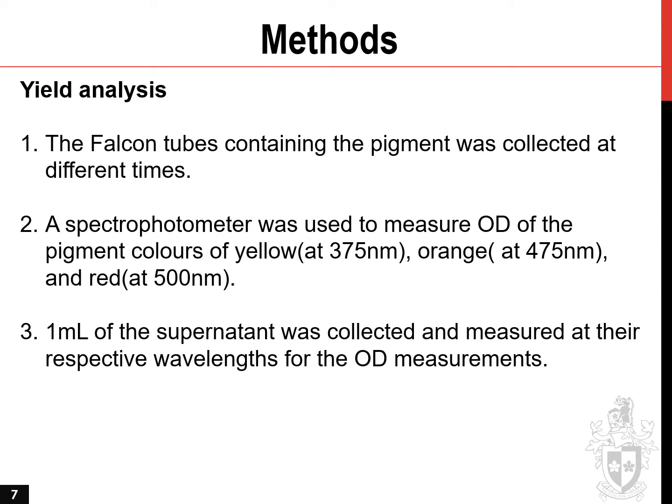Under yield analysis, we first collect the Falcon tubes containing the pigment at different times, and then, using a spectrophotometer, we measure the OD of the pigment colors, where we measure yellow at 375 nanometers, orange at 475 nanometers, and red at 500 nanometers. 1 milliliter of the supernatant was collected and measured at their respective wavelengths for these OD measurements.